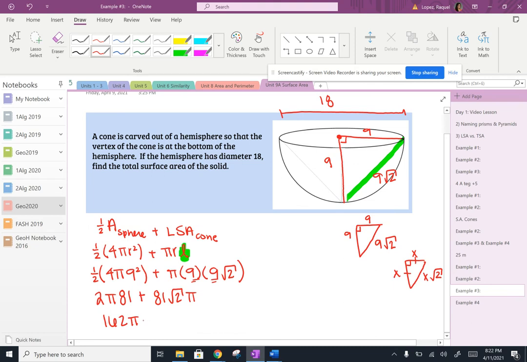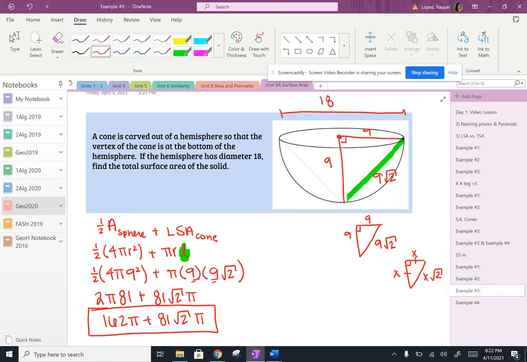So I have 162 pi plus 81 root 2 pi, and that's as much as I can simplify because there is no root 2 next to the 162 pi, and I am done. This is the total surface area of the solid when I carve out a cone from a hemisphere.